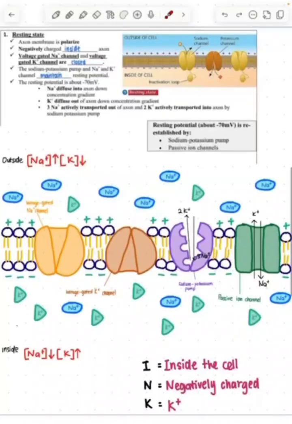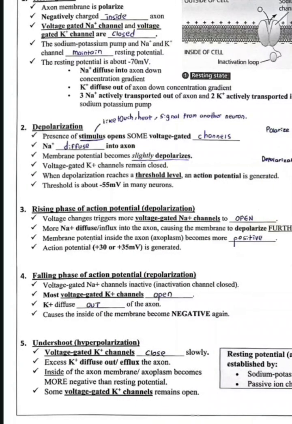And you can use this abbreviation to help you remember that I, inside the cell, is negatively charged, and K, to help you remember that the concentration of potassium inside of the cell is higher. Okay, so the next one is depolarization.